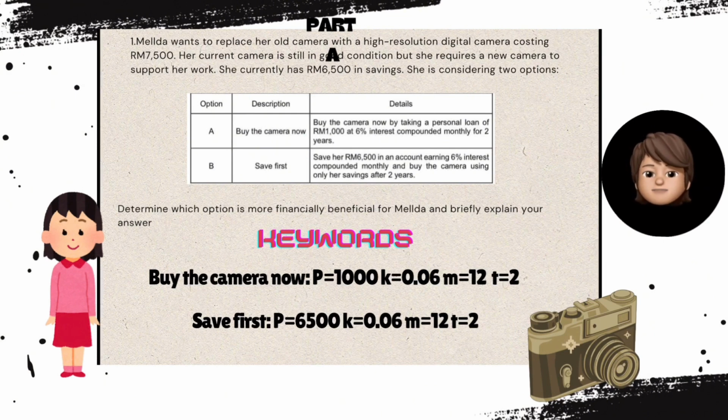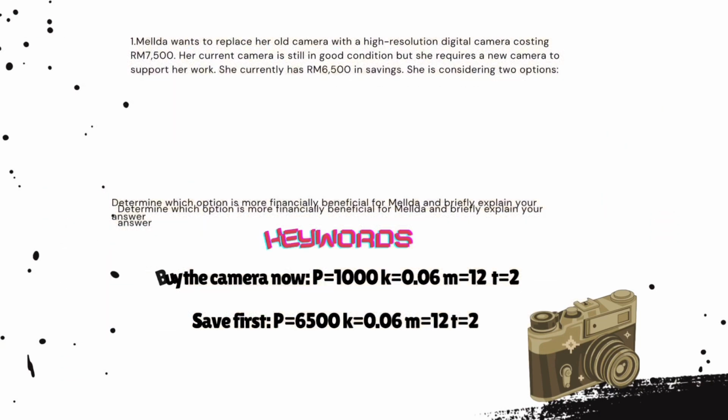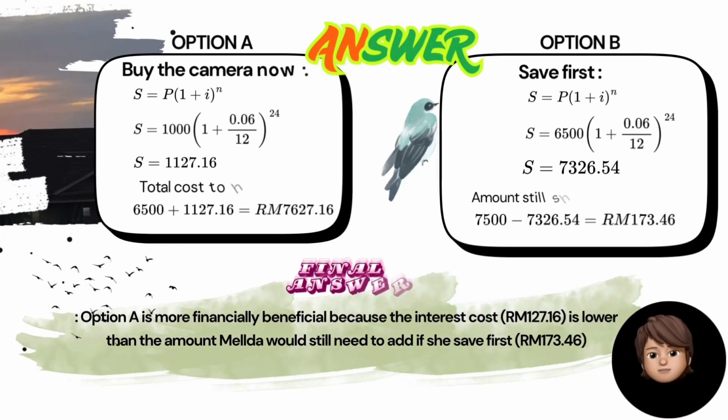Keyword information for calculation. Buy the camera now: P equals 1,000, K equals 0.06, M equals 12, and T equals 2. Save first: P equals 6,500, K equals 0.06, M equals 12, and T equals 2. Now, let's go to the answer.